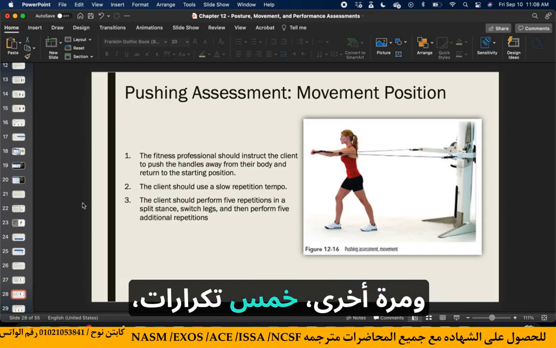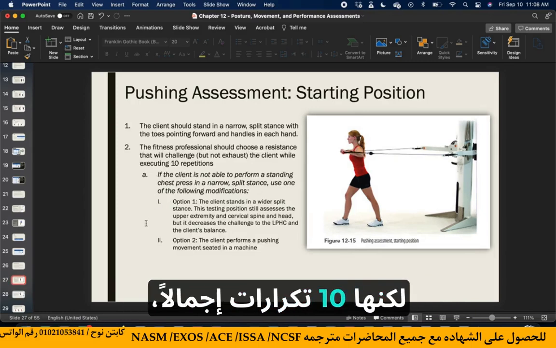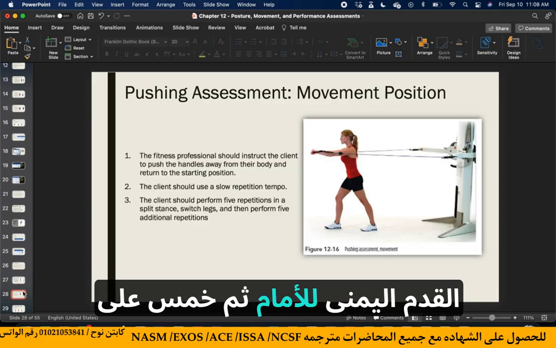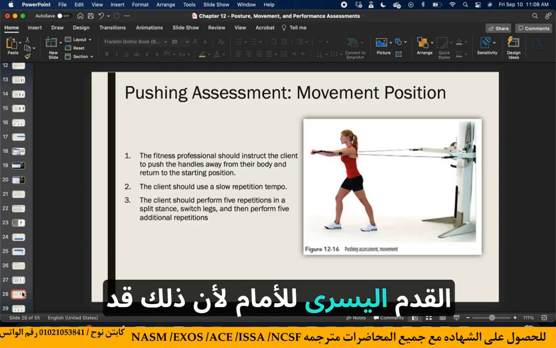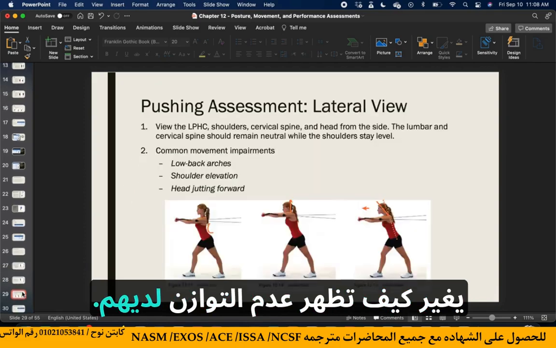And again, 5 reps, then 5 reps. So again, if you go back, you see 10 reps, but it's 10 reps total. 5 on the right foot forward, and then 5 on the left leg forward, because that may change up how their imbalances show.